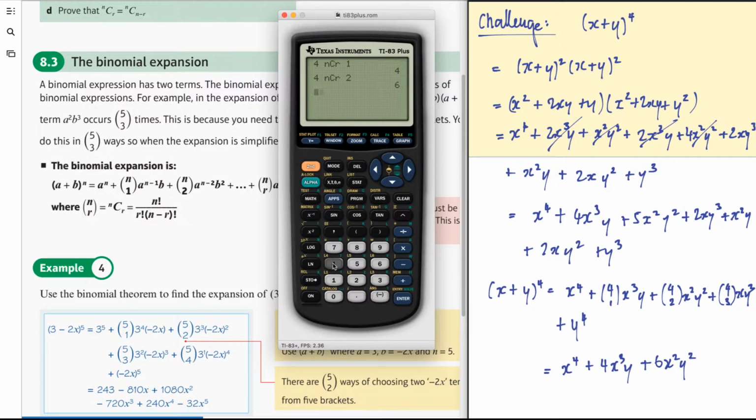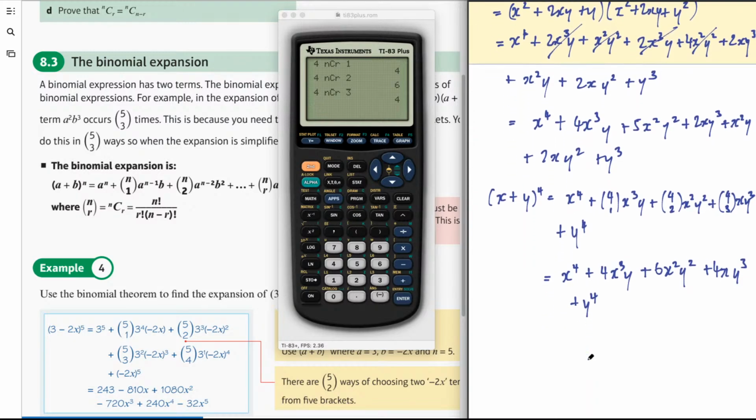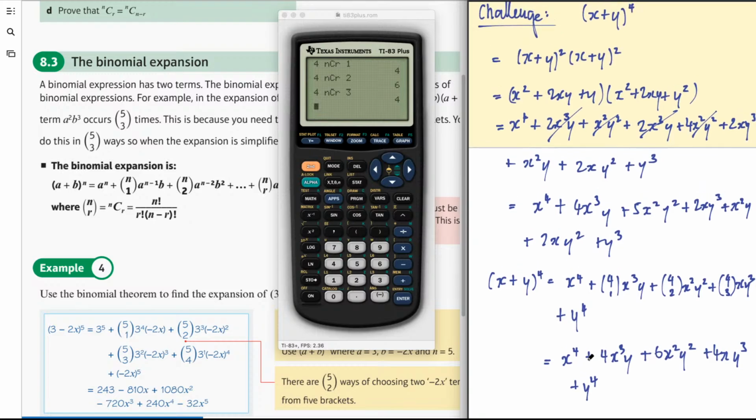And then 4 choose 3, that's going to be the same as 4 choose 1, but let's just do it anyway. So 4 choose 3 is also 4. So we get plus 4x y cubed, and then plus y to the power 4. Okay, so there's your little shortcut for expanding out brackets.